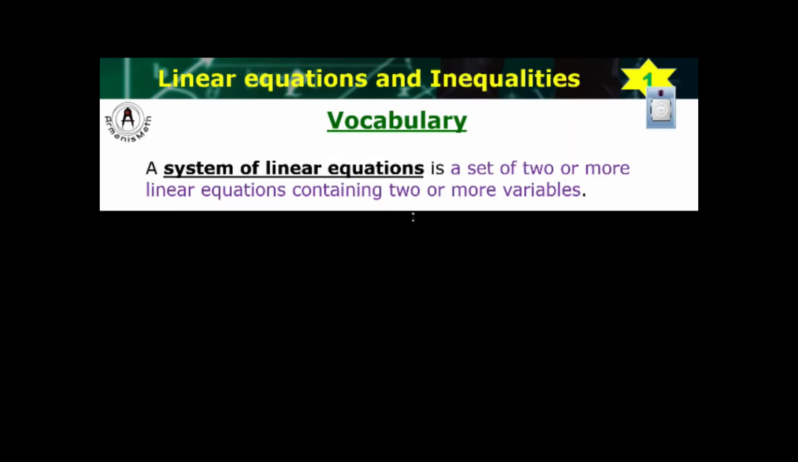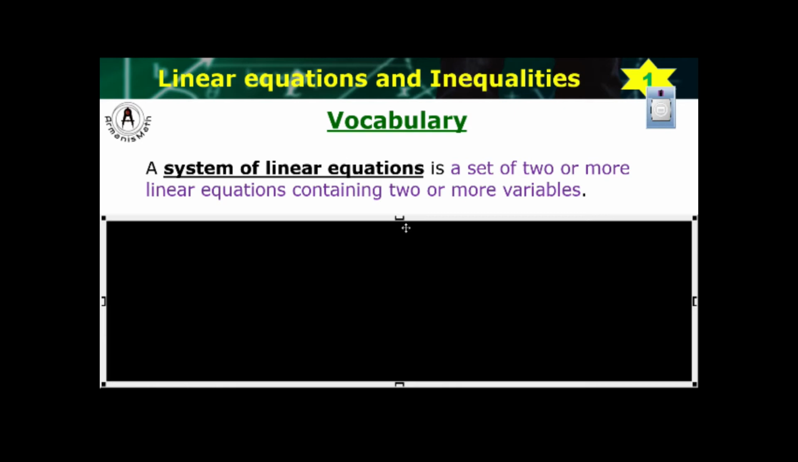So let me go through this one thing at a time. A system of linear equations is a set of 2 or more linear equations containing 2 or more variables. So this means you're not just saying y equals mx plus b anymore by itself. You actually have 2 equations of that, or sometimes 3 equations of that. And maybe 3 equations would also have 3 unknowns, like x, y, and z.